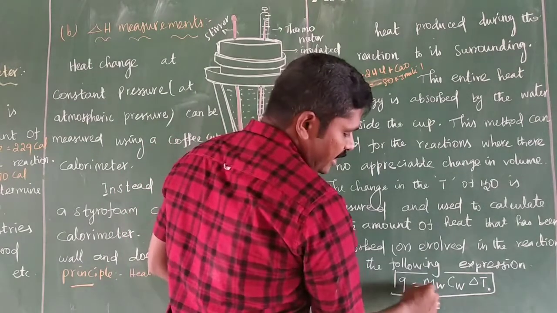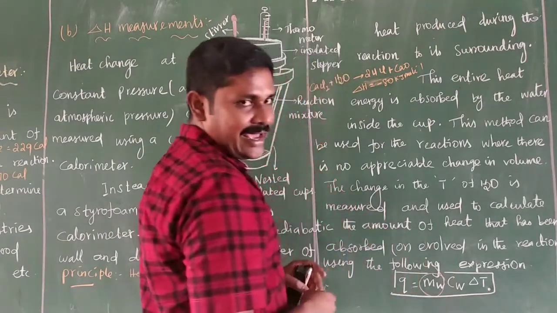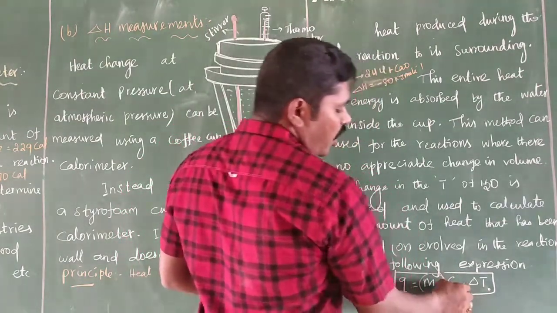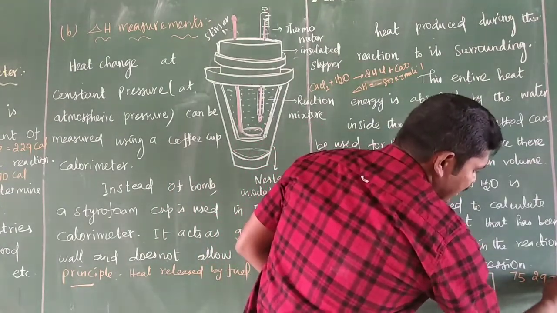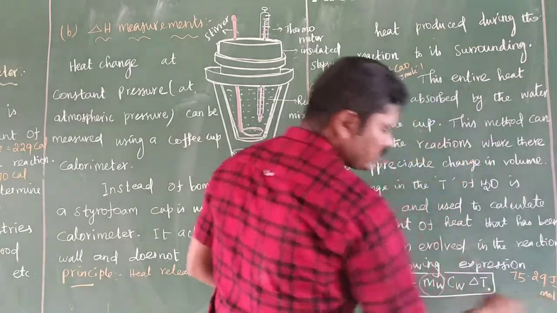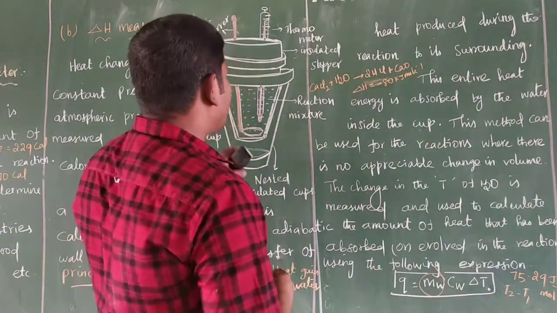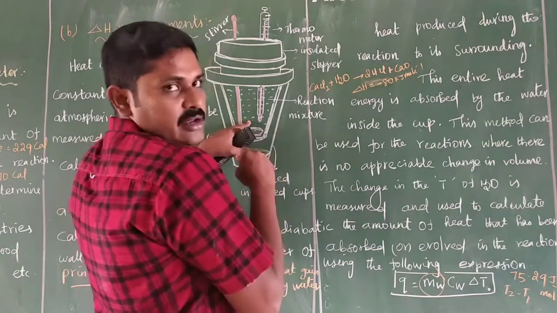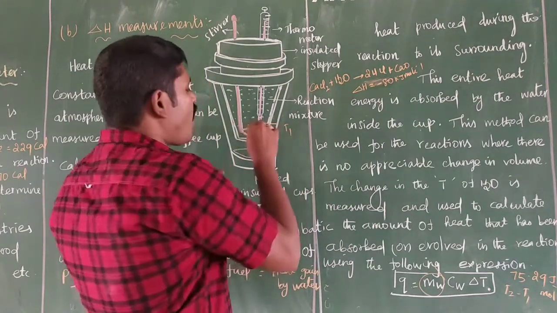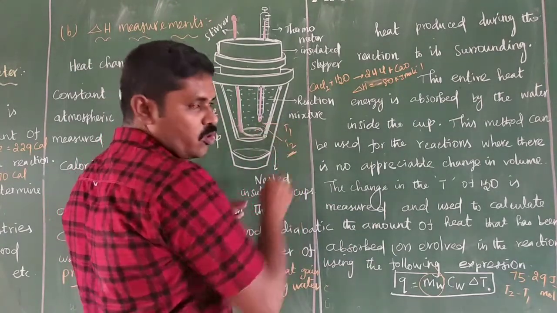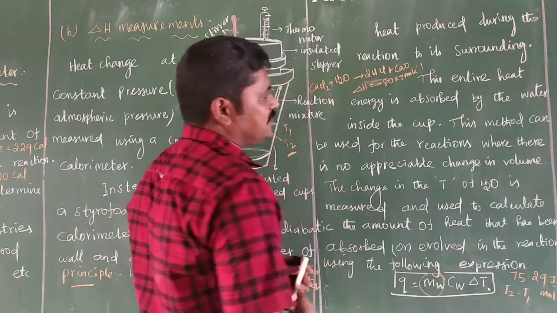Q is equal to m_w C_w del T. Here m_w is the molar mass of water, and C_w is the molar heat capacity of water, 75.29 joule Kelvin inverse mole inverse. Del T is T2 minus T1, the temperature of the water before and after the reaction. Before the reaction the temperature is T1, and after the reaction the temperature is T2. So T2 minus T1 is equal to del T, the temperature change.